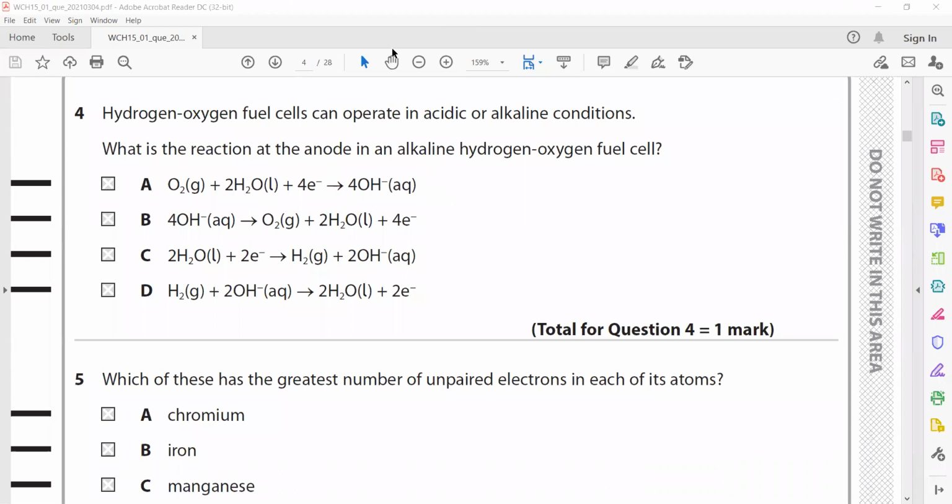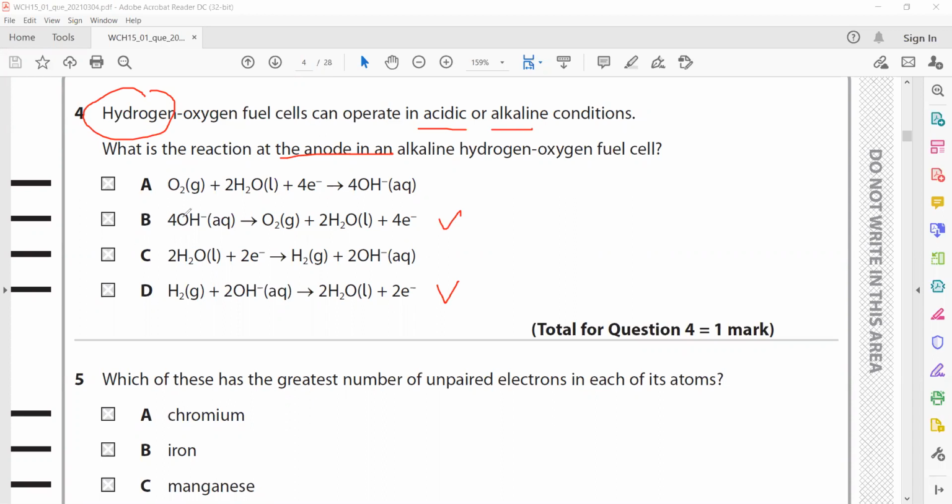The hydrogen oxygen fuel cell. So hydrogen is used as a fuel and hydrogen is oxidized. It can operate in both acidic and alkaline conditions. What is the reaction at the anode? At the anode, oxidation should happen. Oxidation means loss of electrons. So either B or D can be the answer, because in B and D there is a loss of electrons.